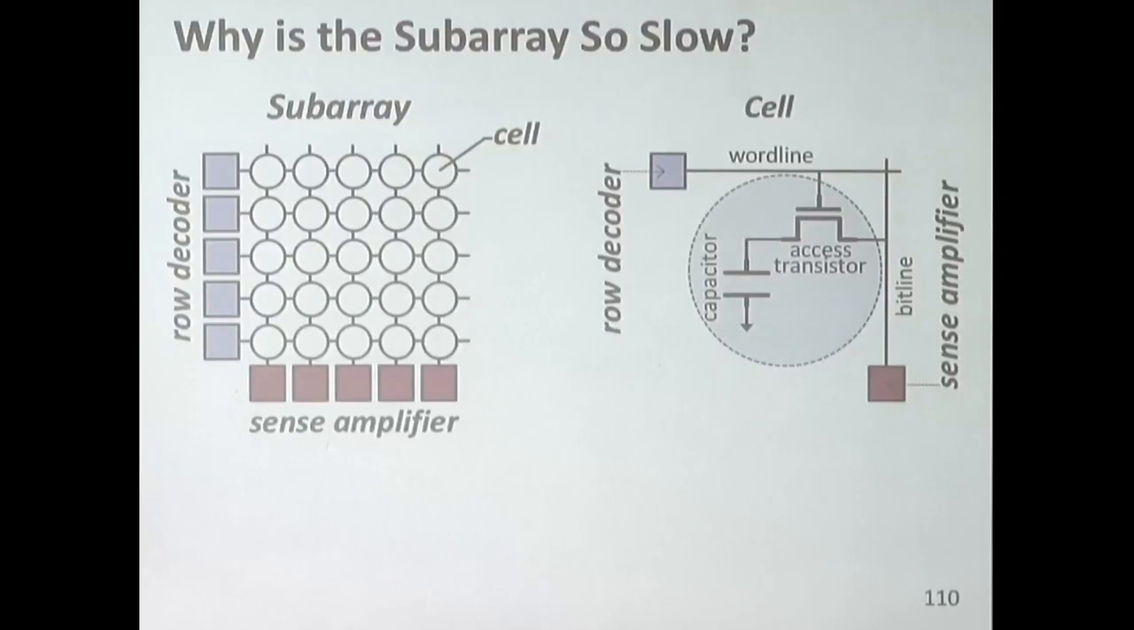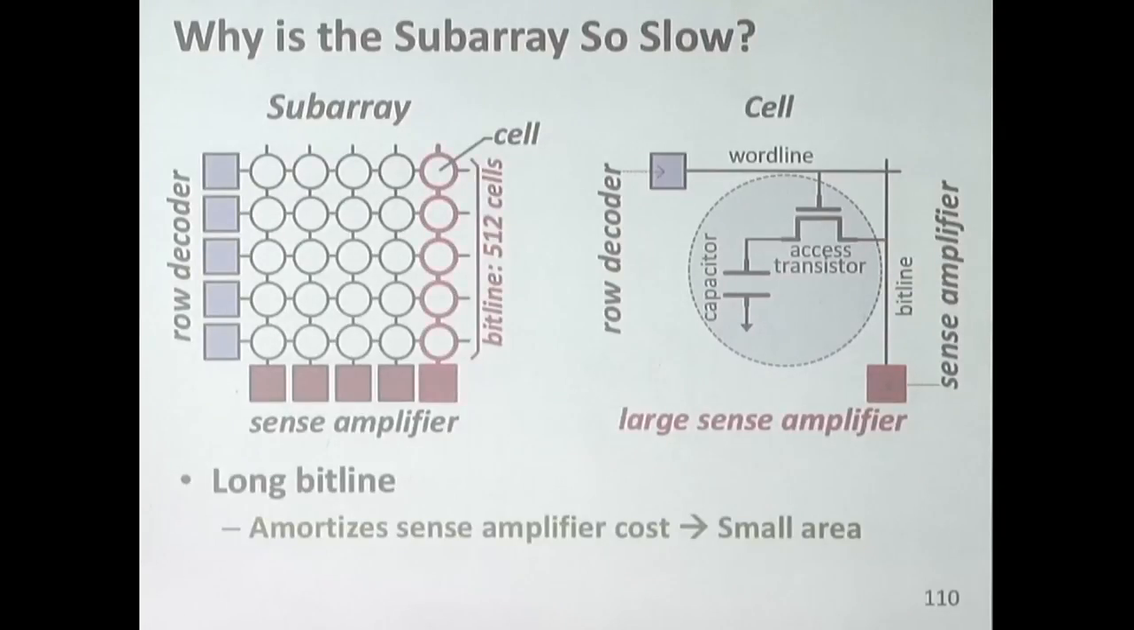Basically, this is what a subarray looks like. You have the cells. And as I said, the sense amplifier is more than 100 times the size of a cell, because it has a different function. And we want the cells to be as small as possible to maximize capacity. So we have a large sense amplifier. And today's designs want to amortize the sense amplifier cost. So for example, you can have 1 sense amplifier per a row of cells. That's not good for capacity, right? Then you have a lot of sense amplifiers.